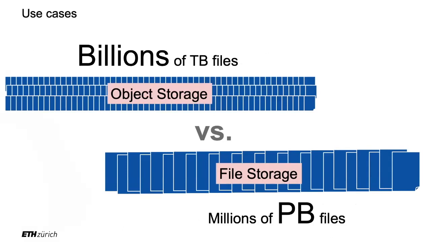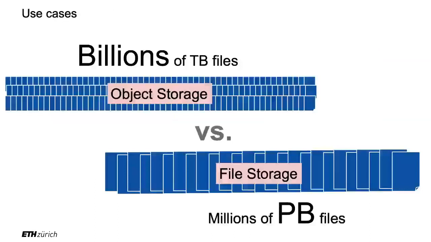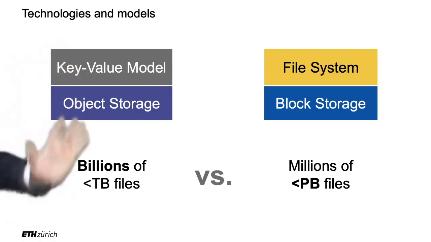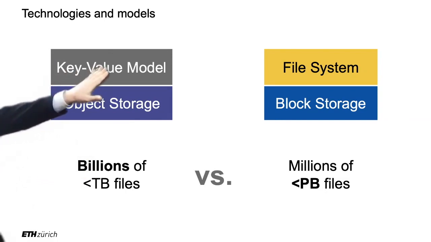So just to make it concrete, object storage: billions or trillions of terabyte files. In file storage, you can have millions of files that can even go to the petabyte range. Of course, as we will see, just because you can doesn't mean you will, right? Doesn't mean that everybody is actually storing petabyte files, but theoretically you can. If you have this approach with billions of terabyte files, then this is the key value model with bucket ID, object ID, and then the content of the object.